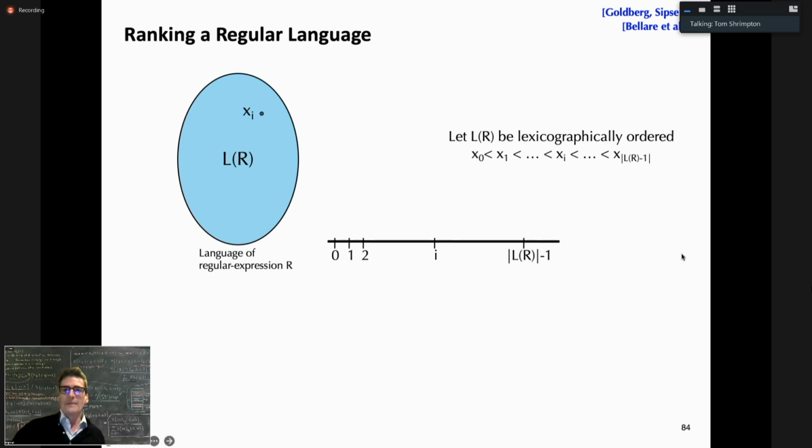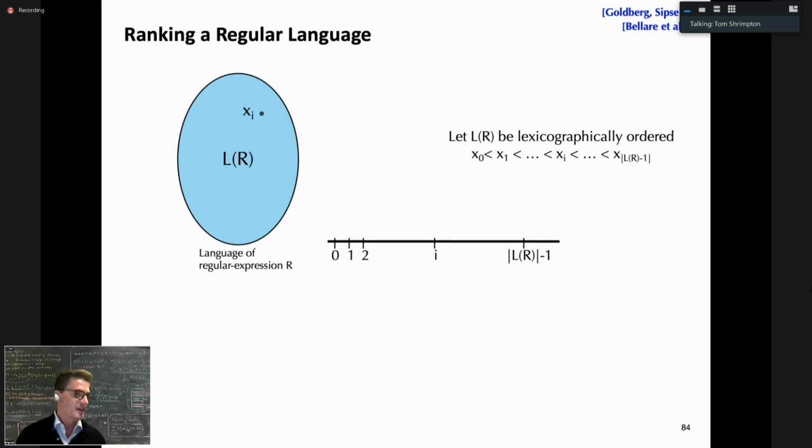So this really is one of those moments when I just really like these kind of things. So this slide, where I'm talking about ranking a regular language, it means finding an order for the strings that are in this regular language.